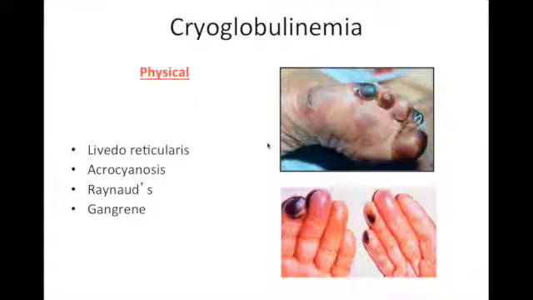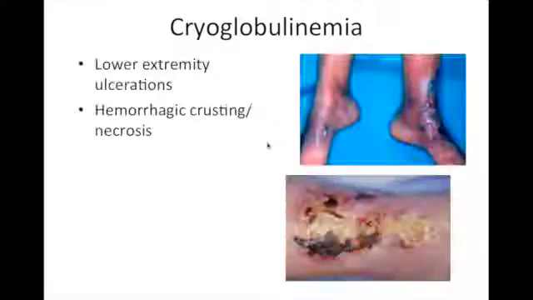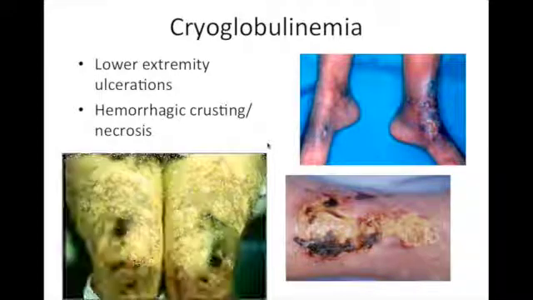This is a small and medium-sized vessel vasculitis, so not infrequently will be associated with livedo, acrocyanosis, Raynaud's, and gangrene. And it affects cold areas. It's another one that can affect ears or toes. Lower extremity ulcerations with hemorrhagic crusting and necrosis are not uncommonly seen.